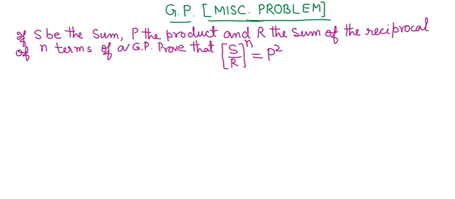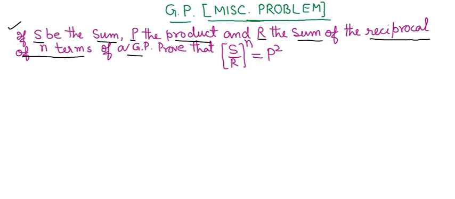Hello students, in this video we will see a miscellaneous problem related to geometric progression. The problem is: if S is the sum, P the product, and R the sum of reciprocals of n terms of a GP, prove that S upon R raised to the power n is equal to P square.